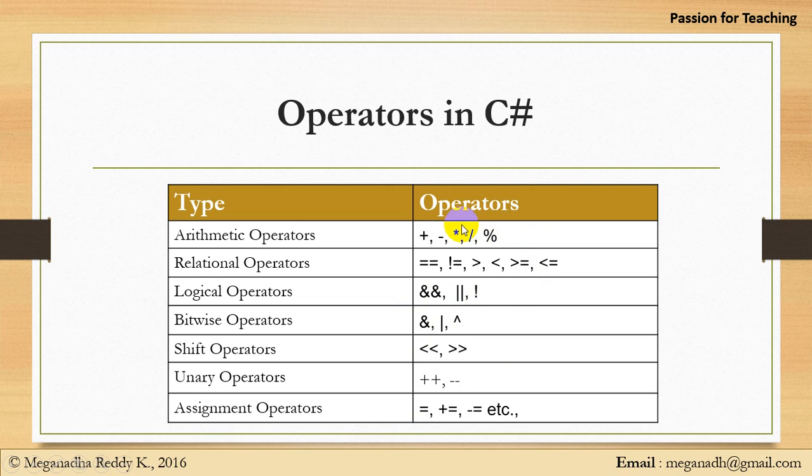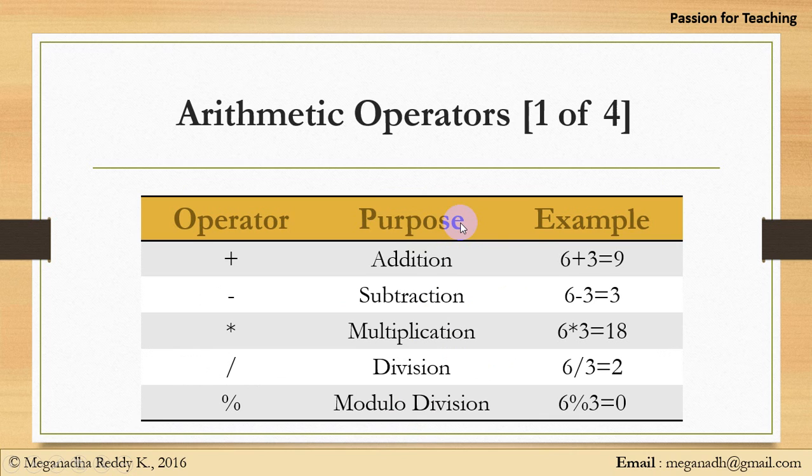So let's get started. First one, arithmetic operators. I don't think we need explanation for this. The plus sign is used for addition, and this is called an operator, and this is called an operand, and this is also an operand. So 6 plus 3 is 9, 6 minus 3 is 3. For multiplication we use the asterisk symbol, so 6 star 3 is equal to 18. This is normal division, 6 by 3 is equal to 2, and this is called modulo division. Remember, modulo division will give the remainder. We'll see about that in the next slide.